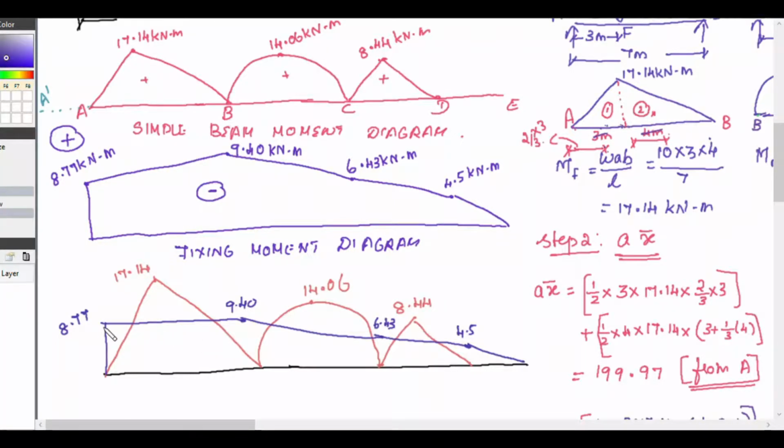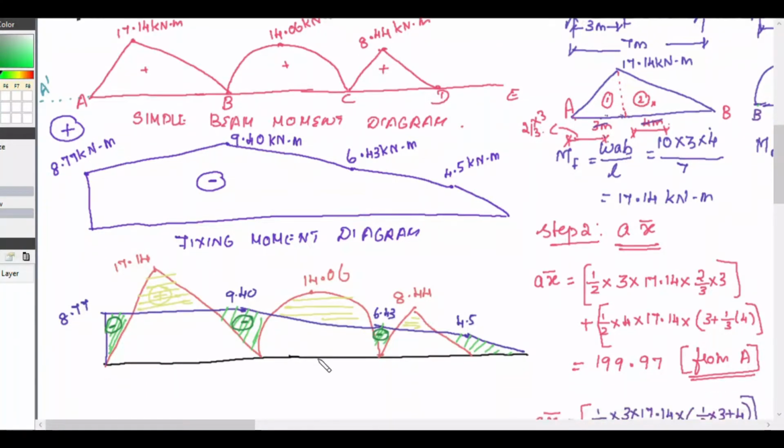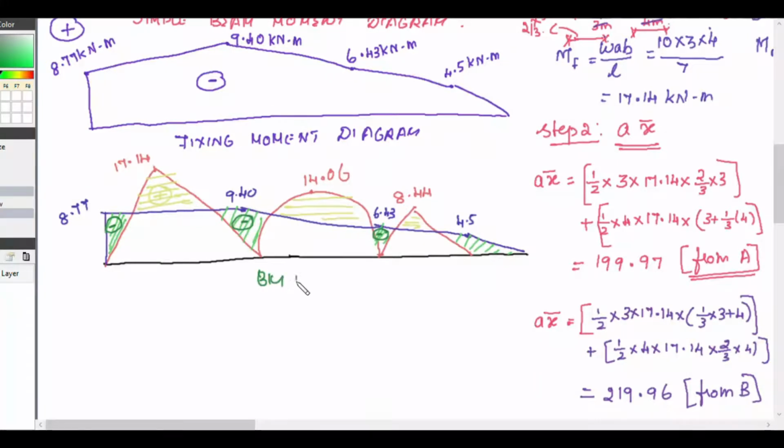Here we have the negative moments. That means at all these supports we have negative moments, and in the remaining portions of the beam we have positive moments. So these are positive moments and these are negative moments. Negative, negative, negative. Okay. So this is our bending moment diagram. Now our aim is to draw the shear force diagram.